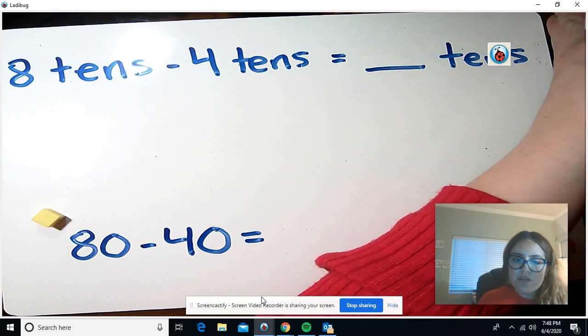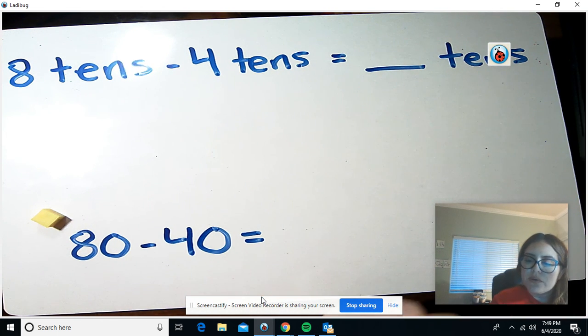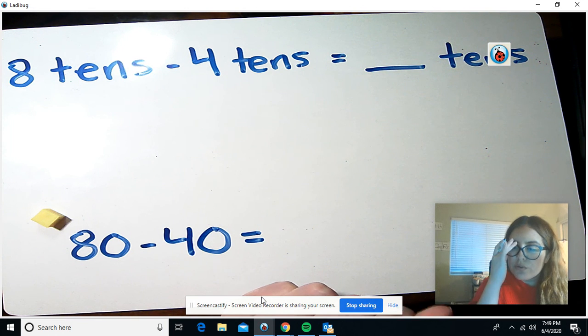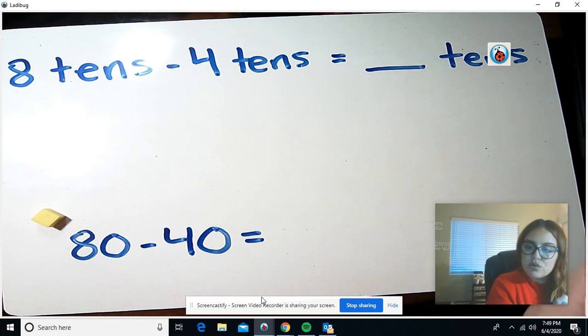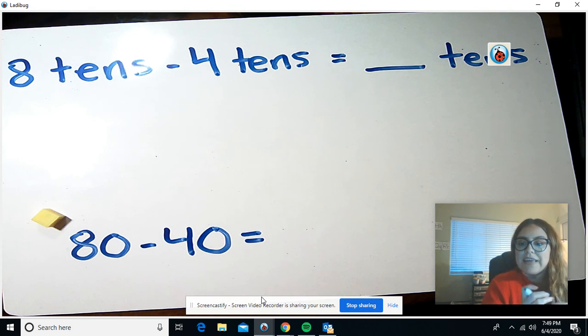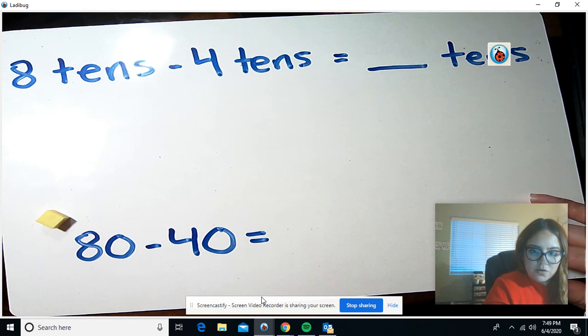Hello, boys and girls. Okay, today for math, we're going to be doing a little bit of review from our lesson 2 days ago. So you're going to be subtracting tens. And I want to remind you, so look at the board.